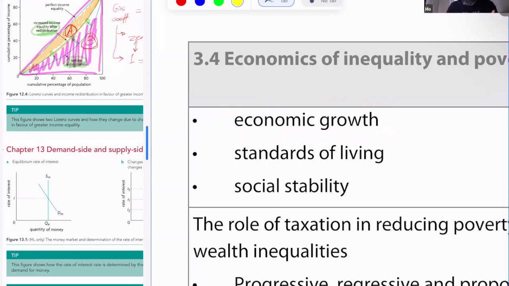Standards of living is another very important thing. If there's a huge level of inequality and poverty, the standard of living of some might be improving, but the standard of living of others, they're falling behind. This is ruthless growth. Social stability.